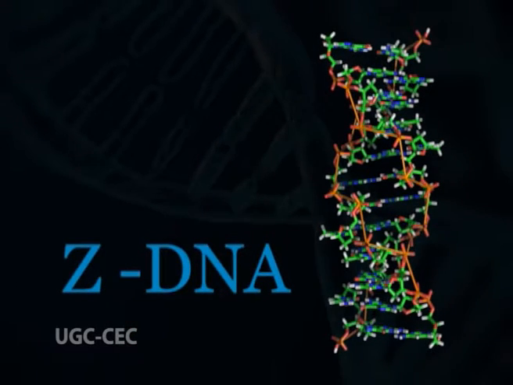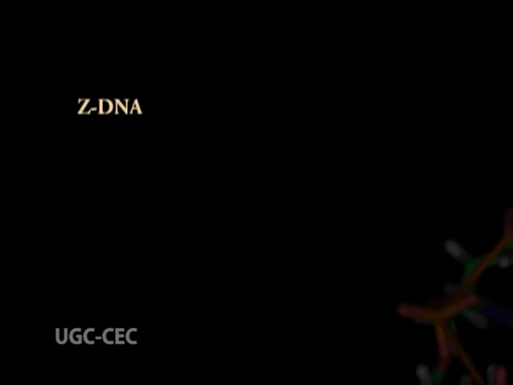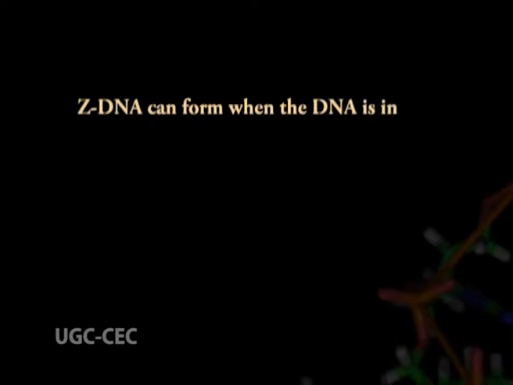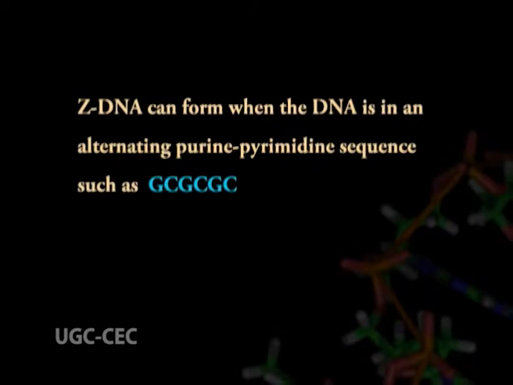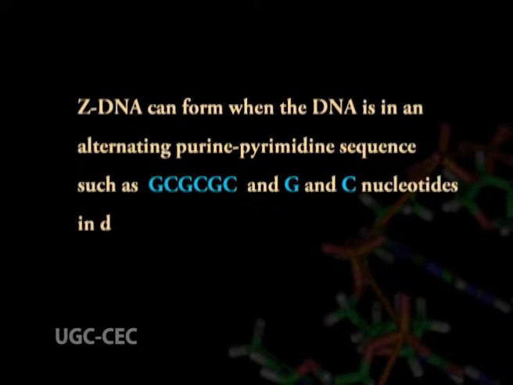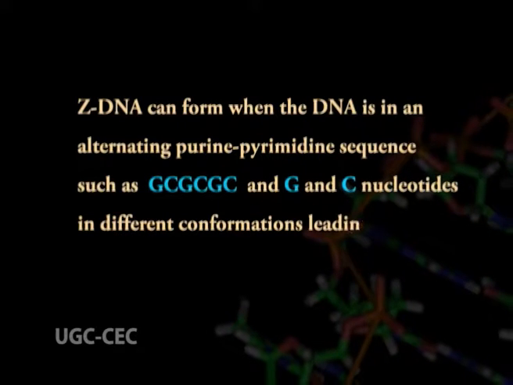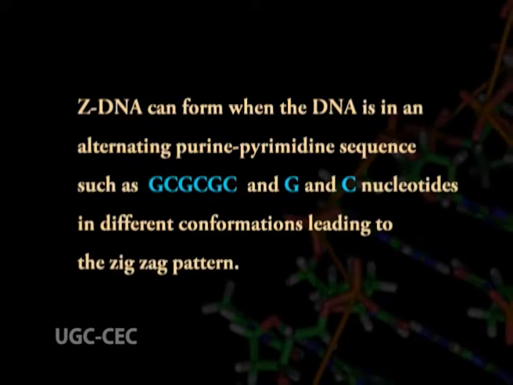Now let us come to Z DNA. Z DNA is widely different from the B structure by the presence of left-handed helical rotation. In this model, the double helix winds to the left in a zigzag pattern. The Z DNA helix has a structure that repeats every 2 base pairs. Z DNA can form when the DNA is in alternating purine pyrimidine sequence such as G, C, G, C, G, C, and G and C nucleotides in different conformations leading to the zigzag pattern.